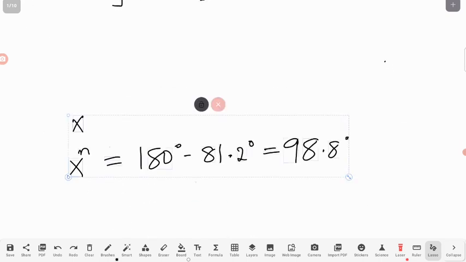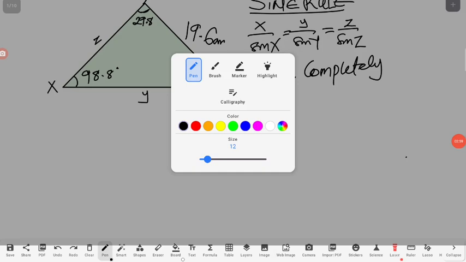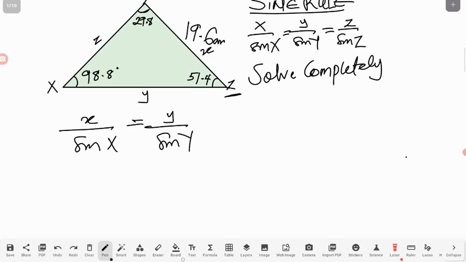In finding the value of y, let's start again. You discover that we have been given the value of small x here. This is small x. Let's use small x over sine x, is equal to, let's find y first, small y over sine y. You don't consider the 3, you consider the 2.